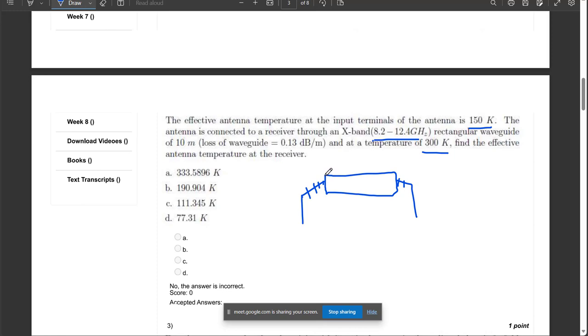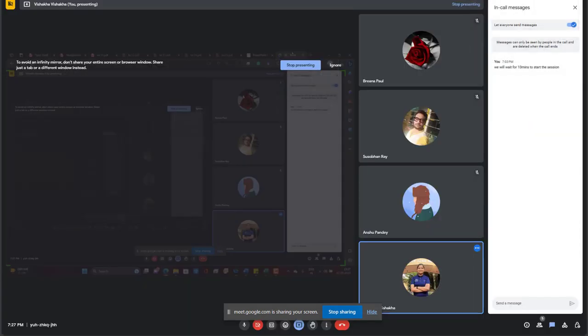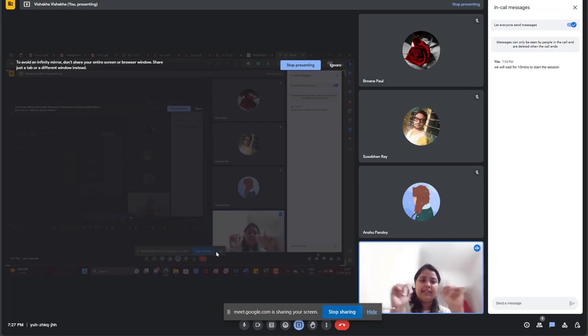Do you know what a rectangular waveguide is? A rectangular waveguide is, you can say, a metallic waveguide, right? It's like a pipe, you know. Have you seen cylindrical pipes in your home? Metallic cylindrical pipes, right? You would have seen that. Wait, I might have something to show you.